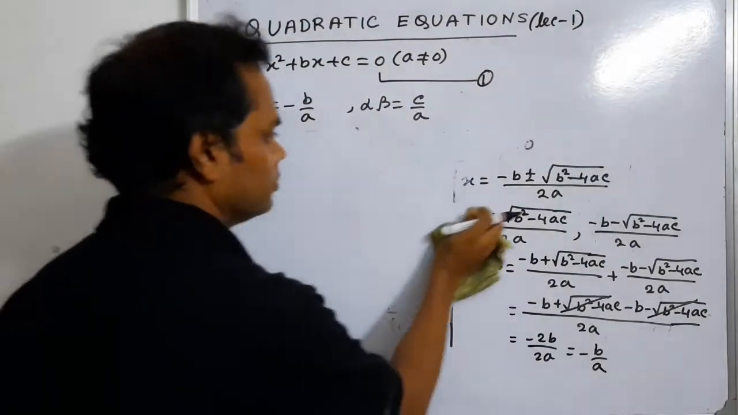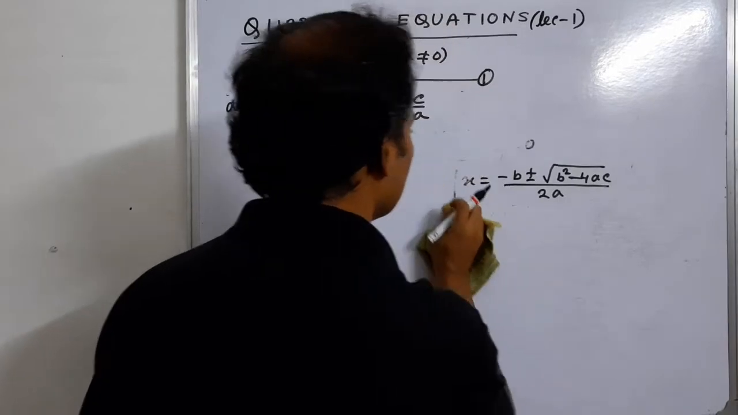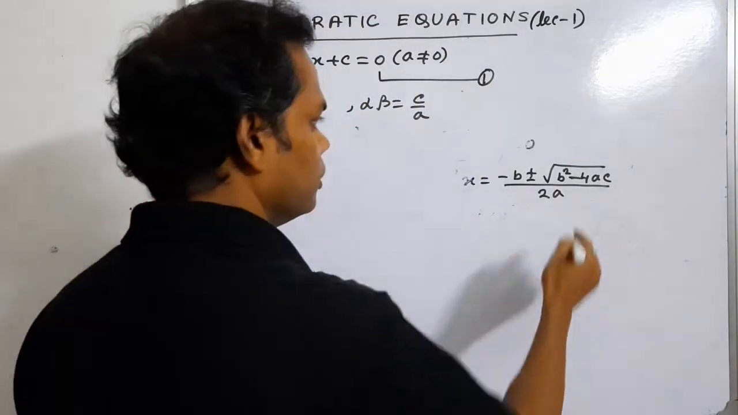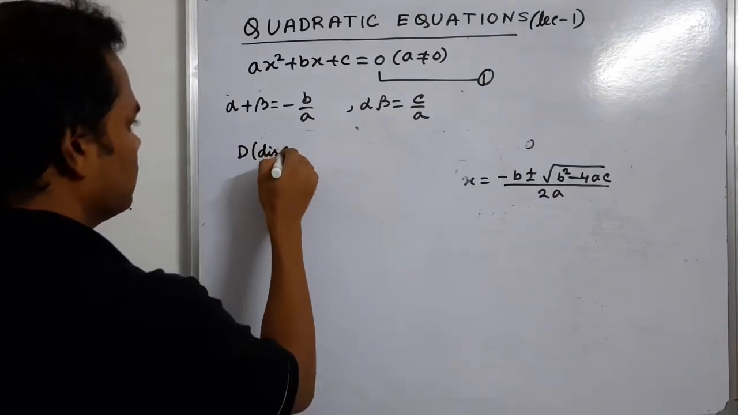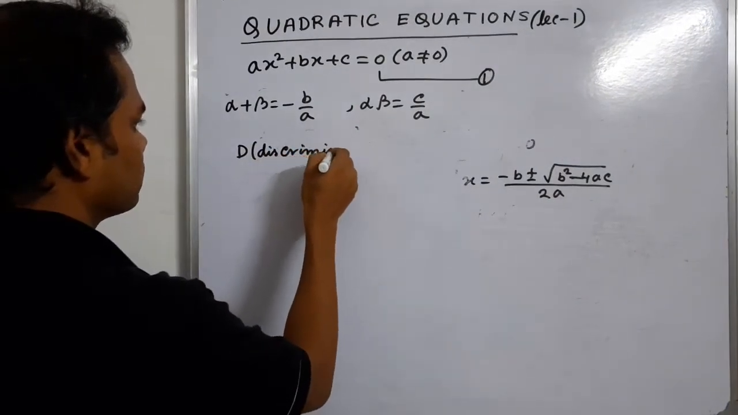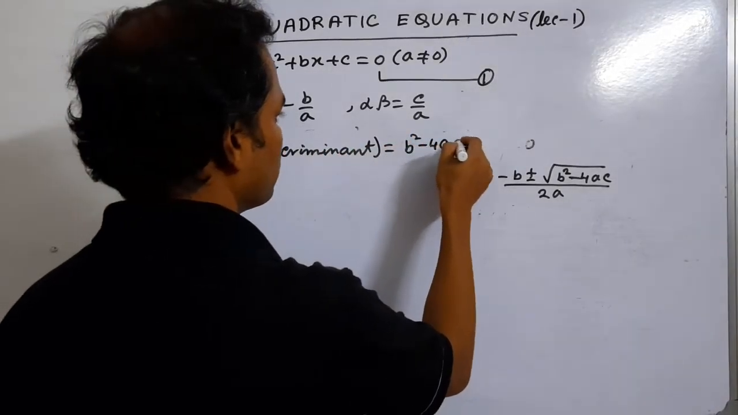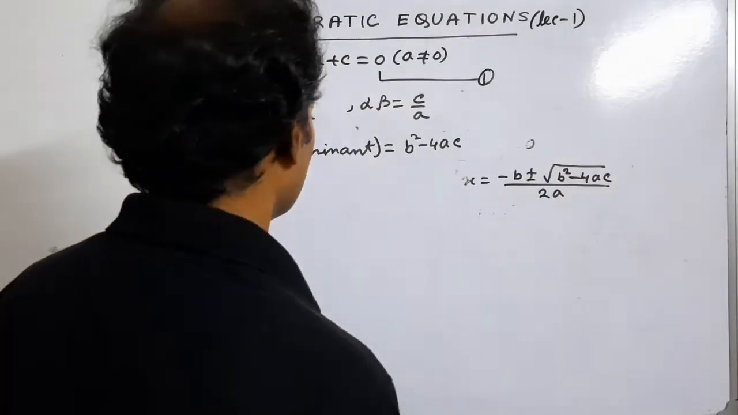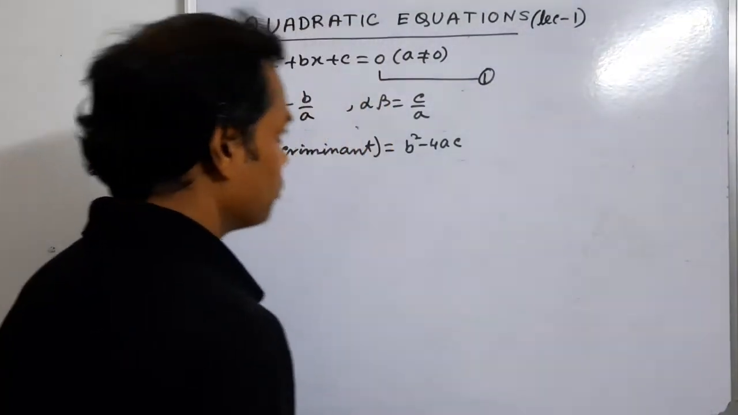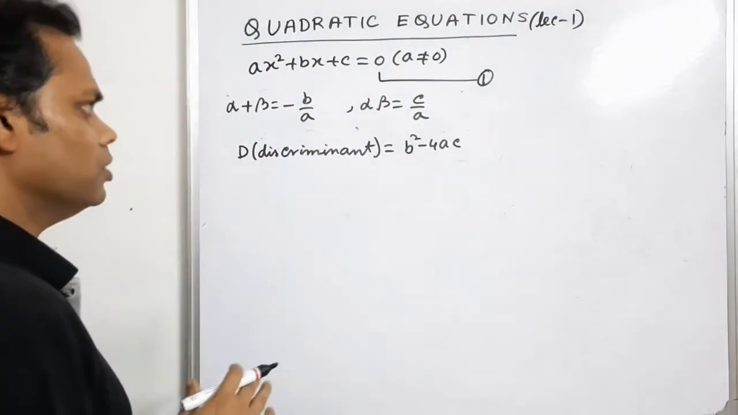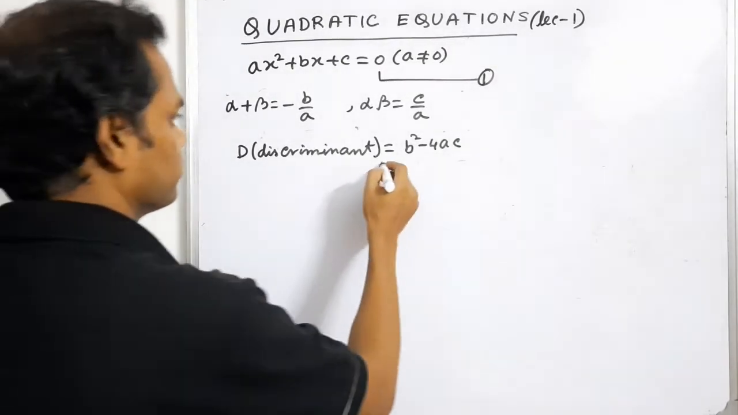Now this is the Sridharacharya formula, and the part within the root is called the discriminant, which equals b square minus 4ac. Sometimes you know the roots, sometimes you don't know the roots of the equation. If we know the value of the discriminant, then we can find the nature of the roots from this relation.